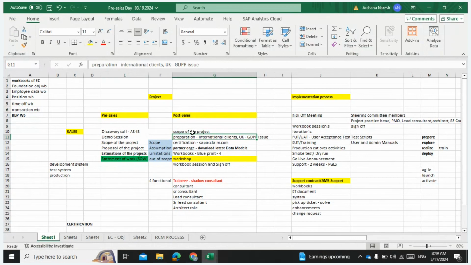Why? Because when you go to countries like UK, USA, Australia, Canada, or Uganda, different countries like that, a few countries have some norms. For example, UK. If you are working on a UK project, you will have something called a GDPR issue, General Data Protection Regulation. GDPR is one such regulation in UK where even in a test system, you cannot show the actual data of one employee to the other.